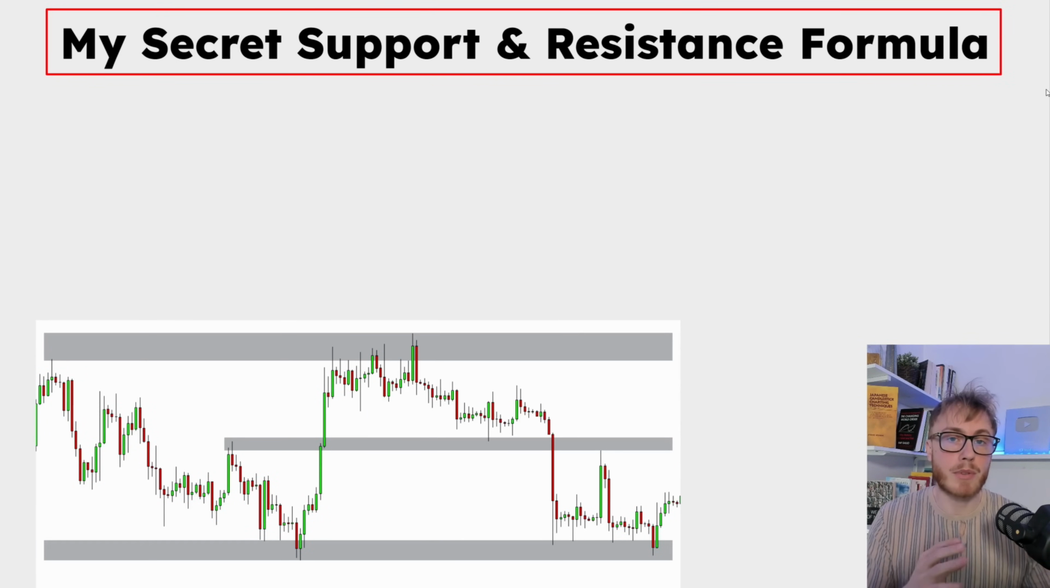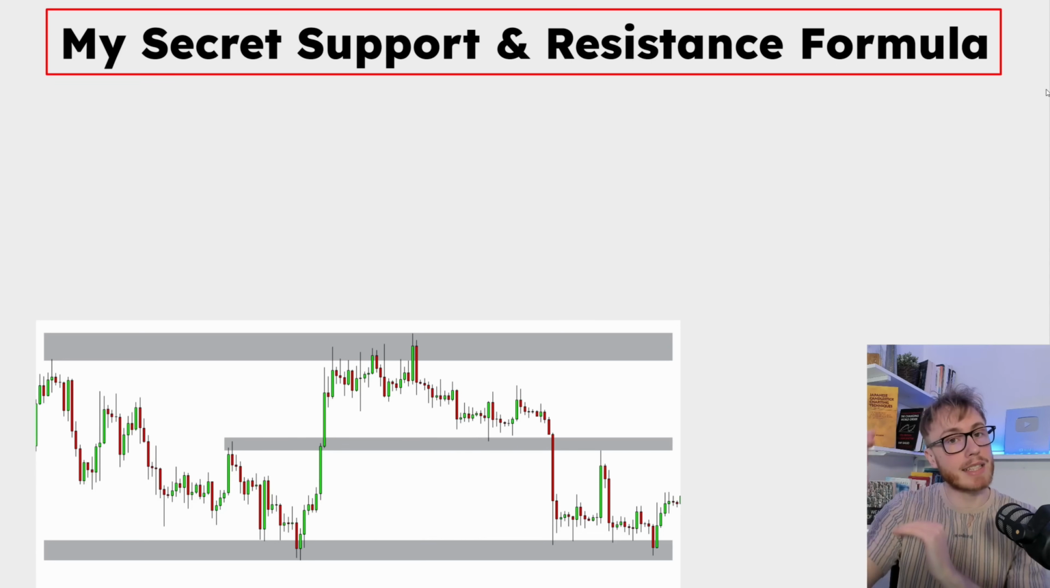And we're going to talk about this formula step by step very soon. But before we dive into this formula, I think it's important to just mention that when it comes to support and resistance, pretty much all traders have slightly different methods. So there is not only one correct way to draw support and resistance.